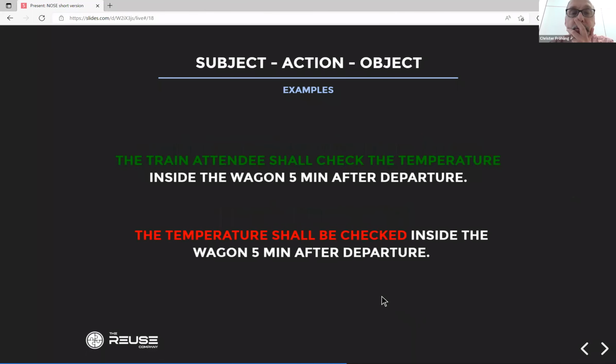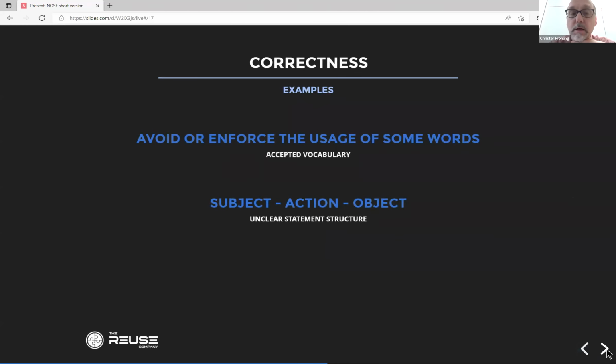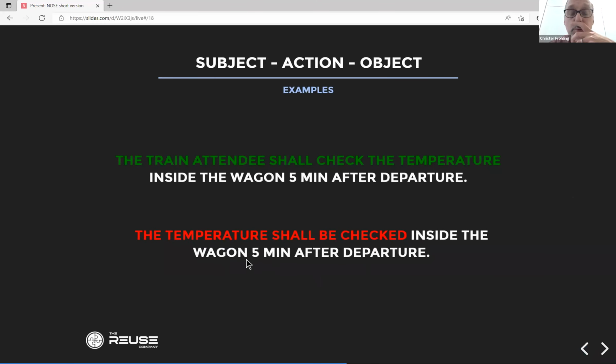So if you look into these two examples: the train attendee shall check the temperature inside the wagon 5 minutes after departure, or the temperature shall be checked inside the wagon 5 minutes after departure. Both look like perfectly fine technical requirements, right? But if you think about this again, with subject, action, object, if you write what we call passive voice requirements, you can actually leave out the subject, meaning that you can't control the solution for these requirements. It can be whatever, as long as you are checking the temperature, but you're not stating who. In this case, it's the train attendee. So it's very important to keep aligned with the structure. Using passive voice is quite common when you talk to each other, because you know the context, you know what you're talking about. But when it comes to requirements, you have to be much more strict.